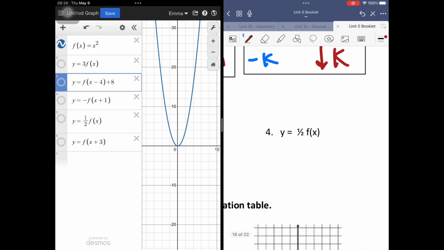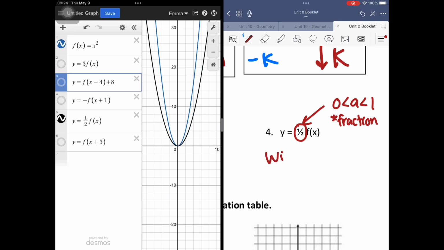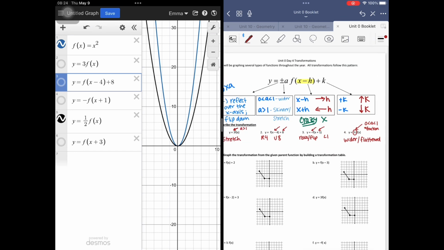Okay, here's another one. We kind of already did this one. So this a value right here is in between 0 and 1. This also means it's a fraction, less than 1. If you had a fraction that's greater than 1, that would actually be a stretch. So please make sure that it's in between 0 and 1. So this is telling me, let's look, it's getting wider, or flattened. Okay, it's getting squished, essentially. So that is just with our transformations right there.